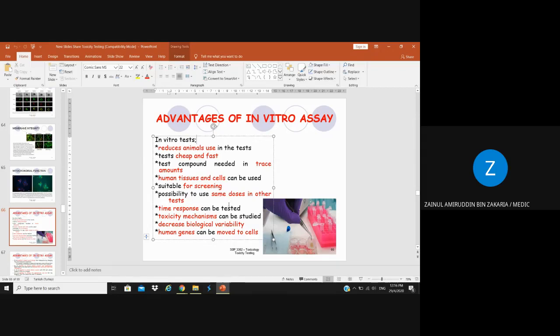It depends on the type of cell. If you study a gene, you can transfer the gene to cells. For example, if you study anti-cancer, there is nothing involving genes. So this is just to tell you that, overall, in the in vitro assay, the advantage is that genes can be transferred to cells.